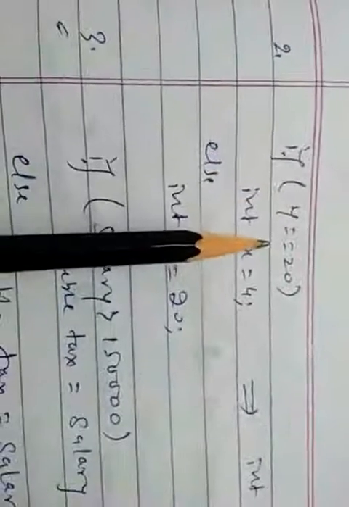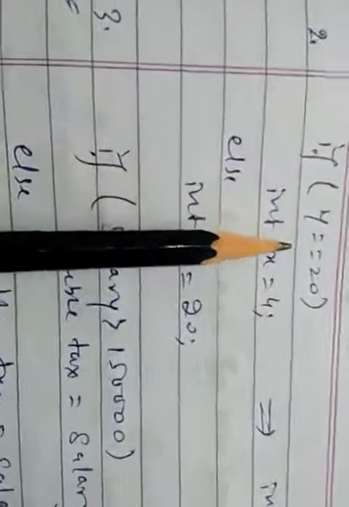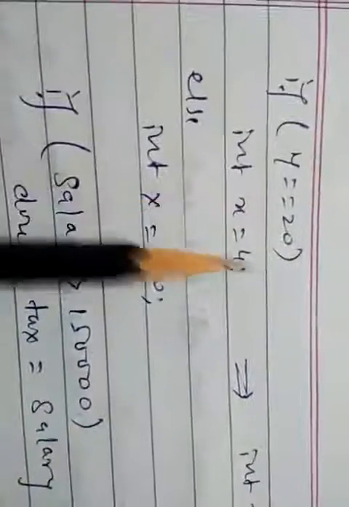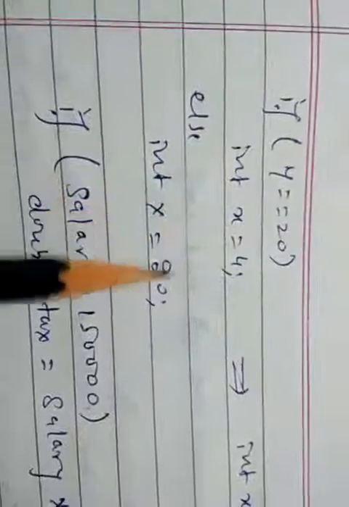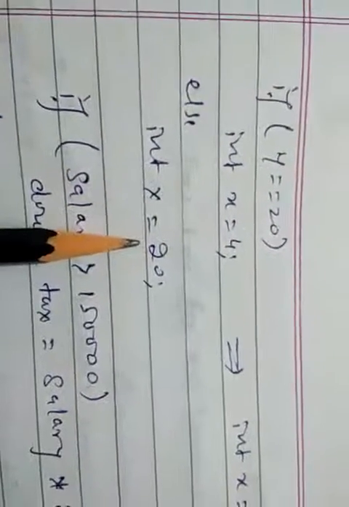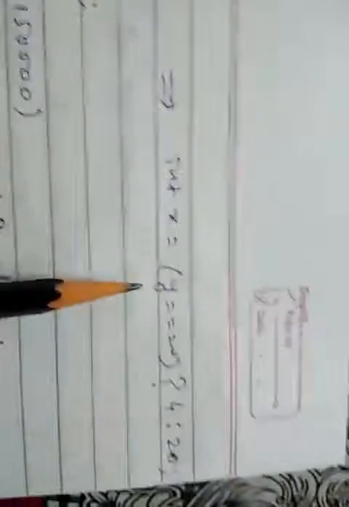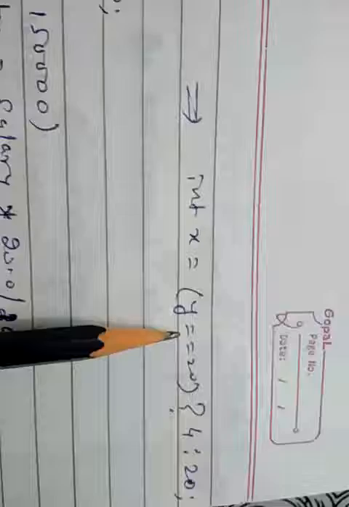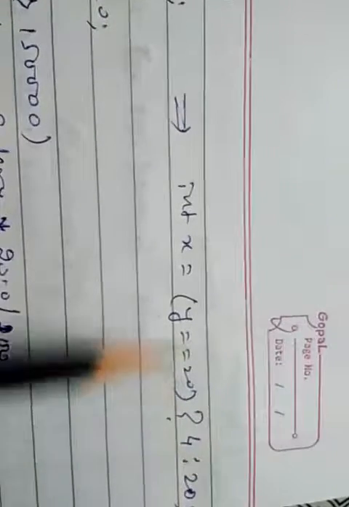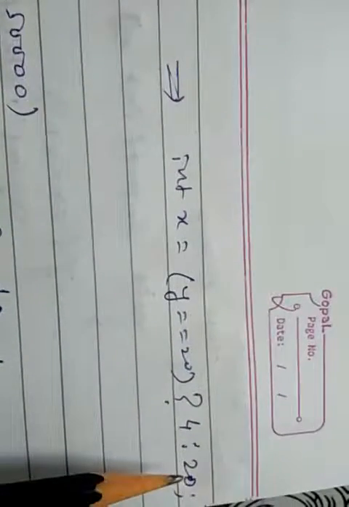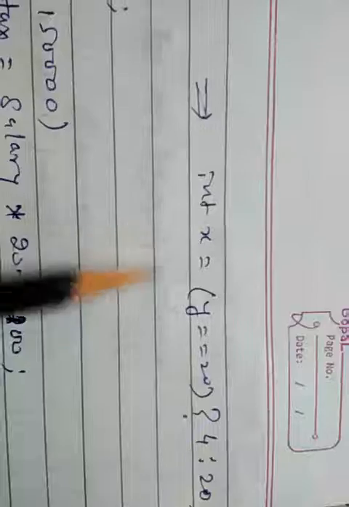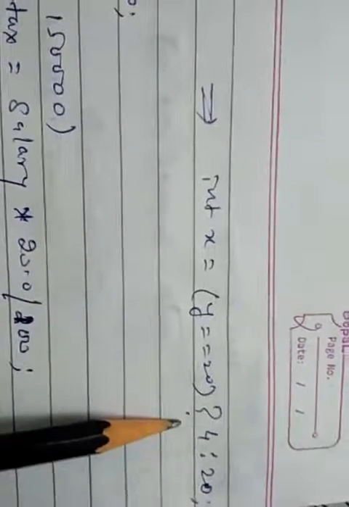Let's take some more examples. If y is equal to 20, then the value of x will be 4, otherwise the value of x will be 20. So convert this in the form of ternary operator. Here, integer x equals: if y is equal to 20, then 4 will be stored in x, otherwise 20 will be stored in x. So this is the condition, this is the true portion, and this is the false portion.